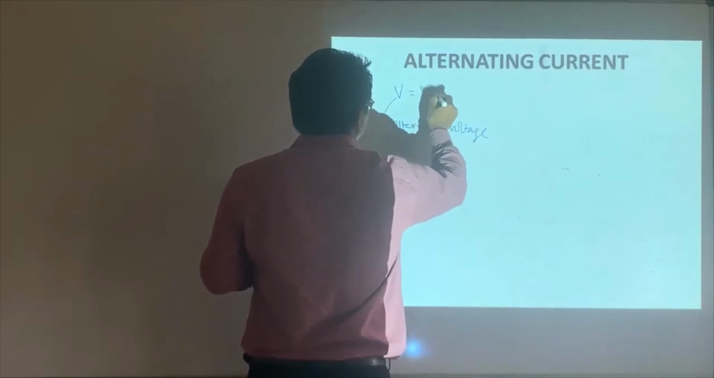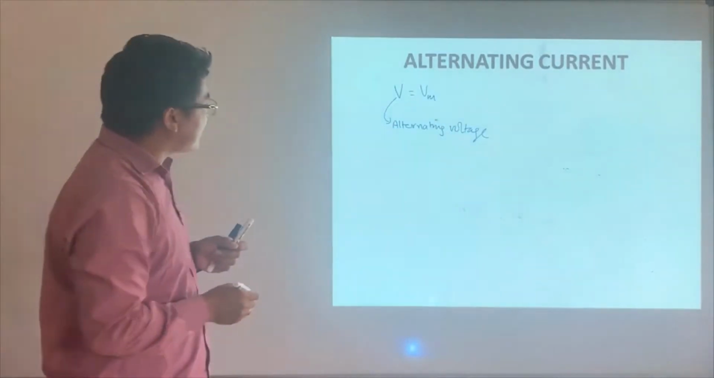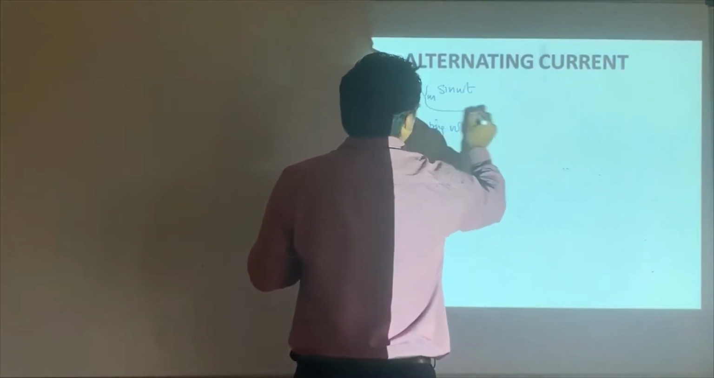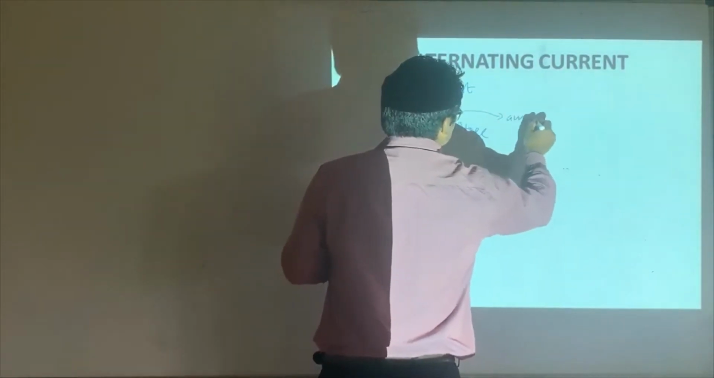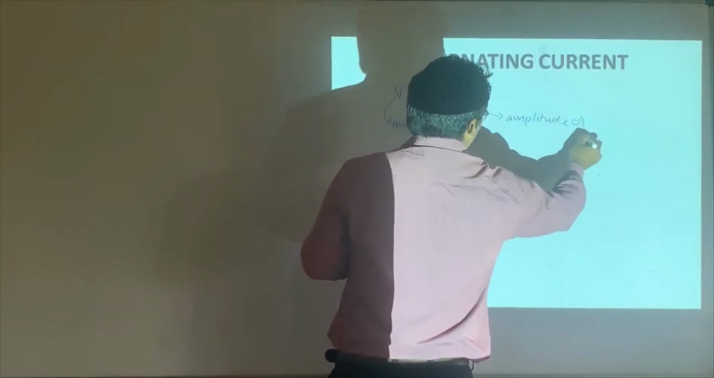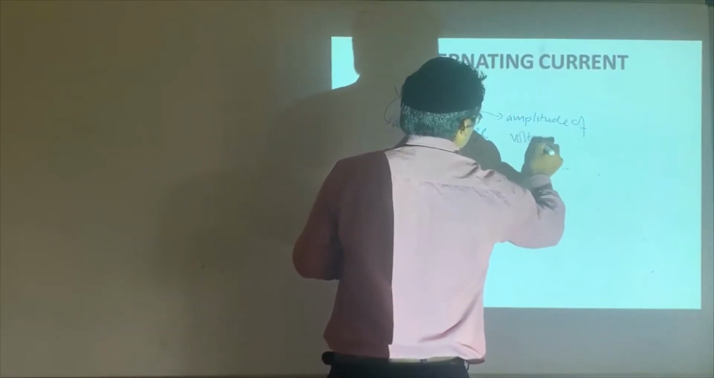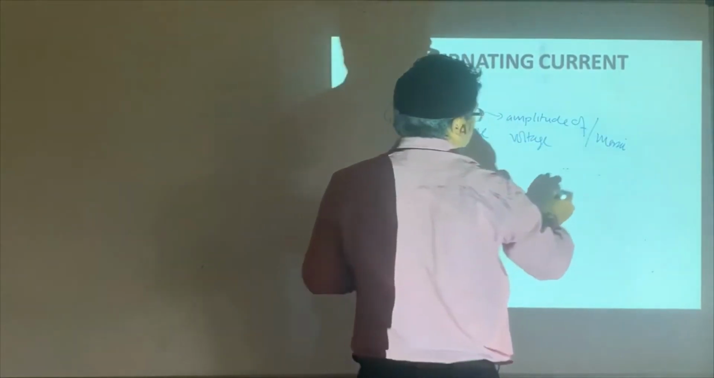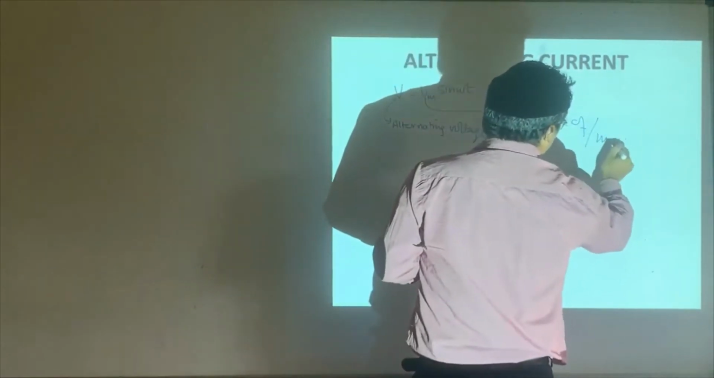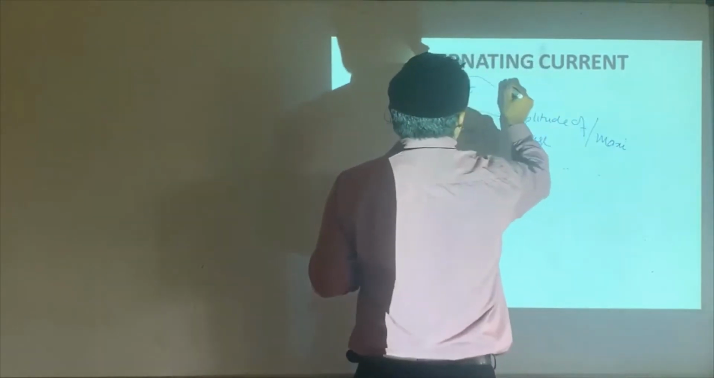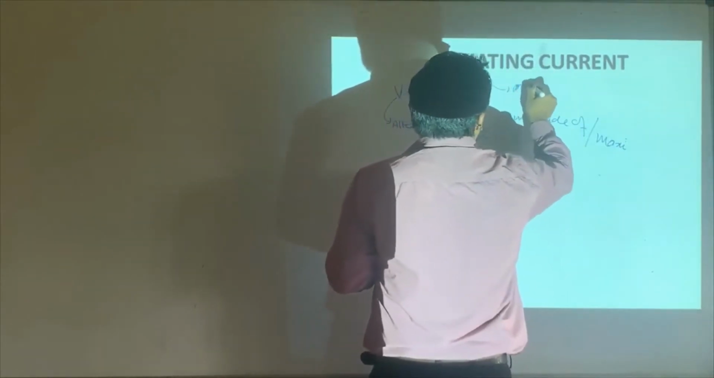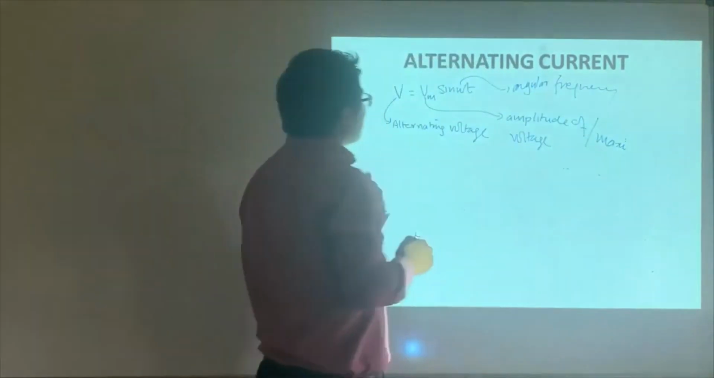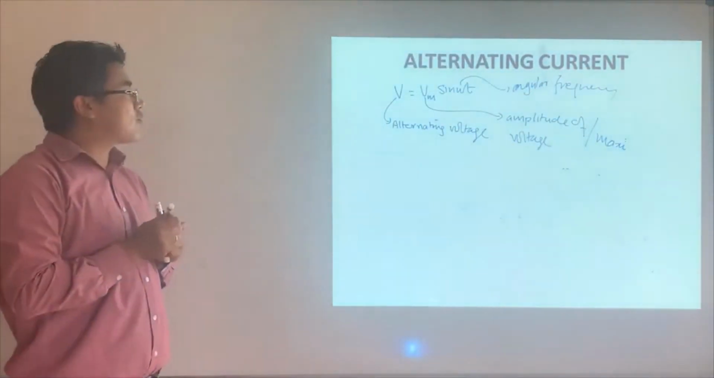And Vm is the maximum voltage, and sine omega t, this is the amplitude of voltage, or we call it the maximum voltage, and this is the angular frequency. So this is what we talk about as alternating voltage.